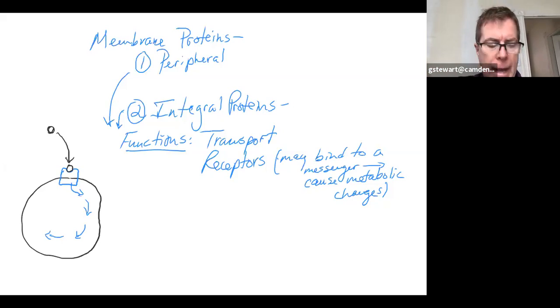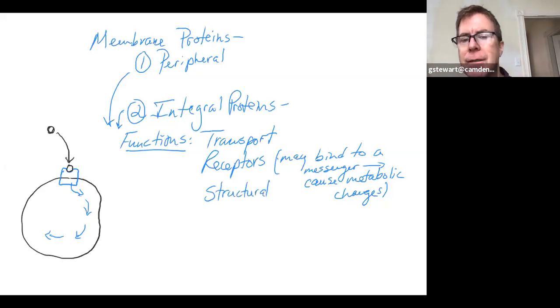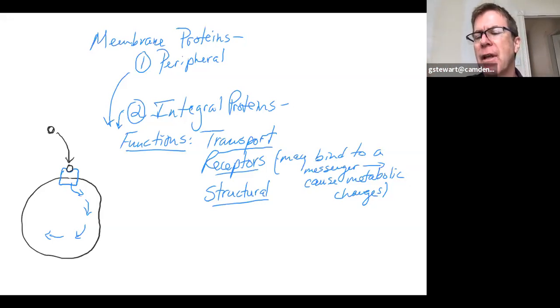That proteins can also act as structural elements. So the cytoskeleton of a cell just means the internal framework of the cell. And that's made up of things like microfilaments, microtubules. Those are all protein-based things. And surface proteins, plasma membrane proteins, can interact with that scaffolding to play a role in the extracellular matrix or intracellular matrix. So we've got transport, they can act as receptors, structure.